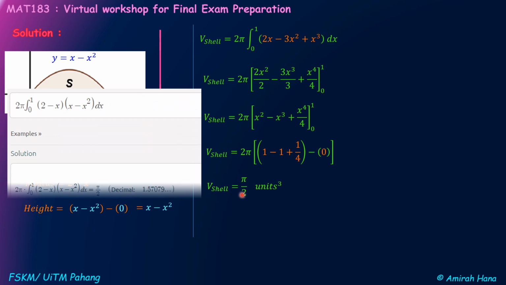Okay, we recall back. When we set up the formula for volume by shell, we have 2 pi integration from 0 to 1, 2 minus x, bracket x minus x squared dx. And using symbolab.com, after we press enter using this syntax, we get the final answer equals pi over 2. Okay, then we compare. This is exactly the same. Means that the answer is correct, right?